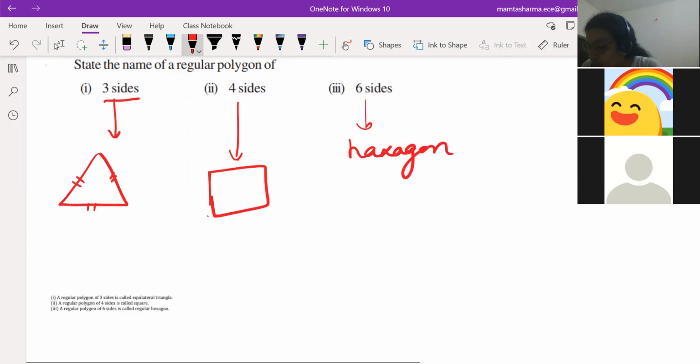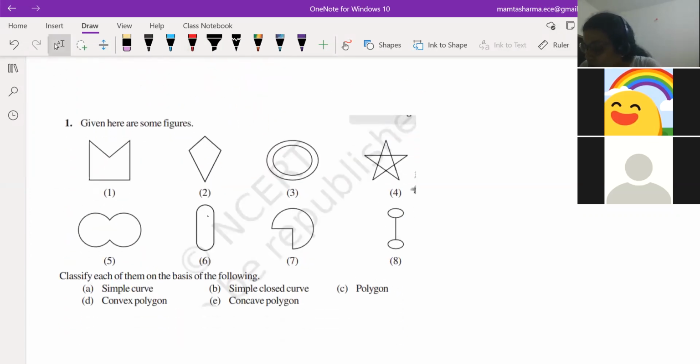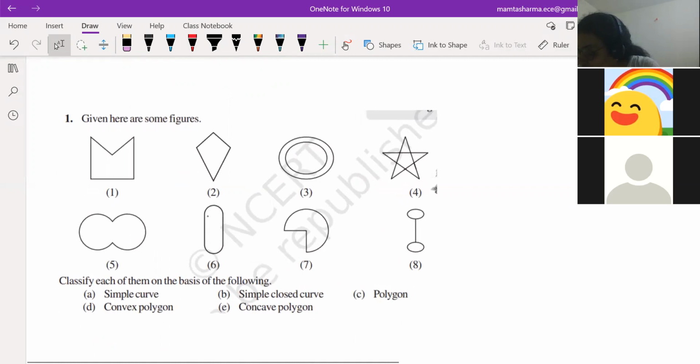Now I am giving you a few shapes. Tell me which are the simple curves, which are the closed curves, which are the polygons, which are convex, and which are concave. The first one is simple, or concave, or convex? Tell me.